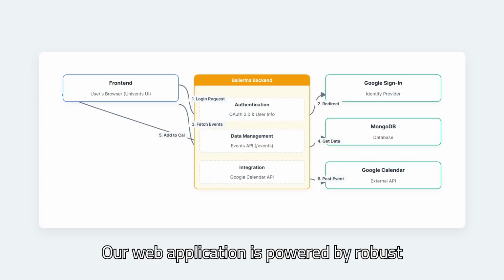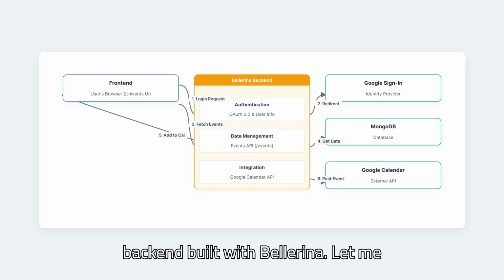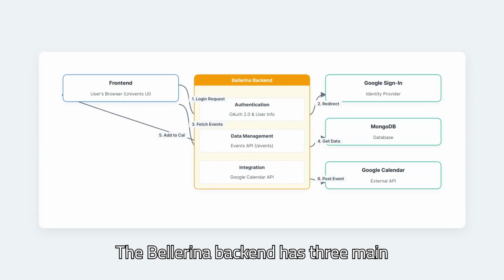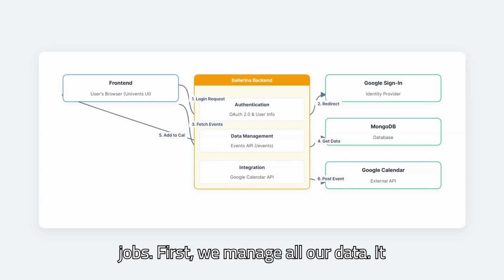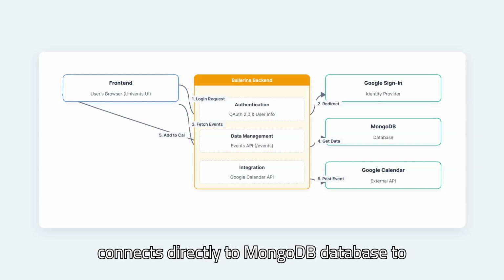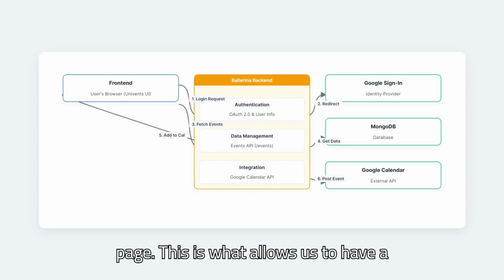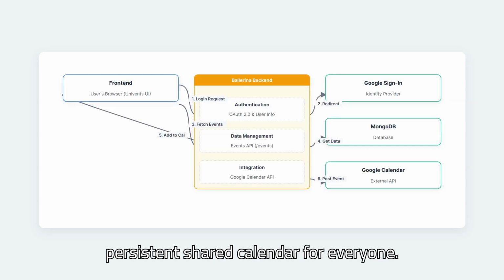Our web application is powered by a robust backend built with Ballerina. Let me quickly walk you through how it works. The Ballerina backend has three main jobs. First, we manage all our data. It connects directly to MongoDB database to store, retrieve, and update all the events information you see on the main page. This is what allows us to have a persistent shared calendar for everyone.